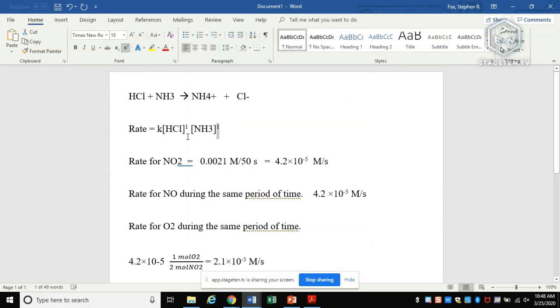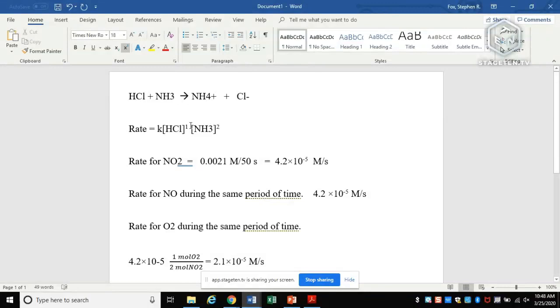So if they're both first order, that's there. Now, 1's understood, so you didn't need to write it. If that's my reaction, and I'm told that both my reactants are first order, that's my rate law. And if all I was asked was write the rate law, that's all I would write. That's it. I'm done. If you were told HCl was first and NH3 was second, then you would have to just change this to a 2. And that would be my rate law.